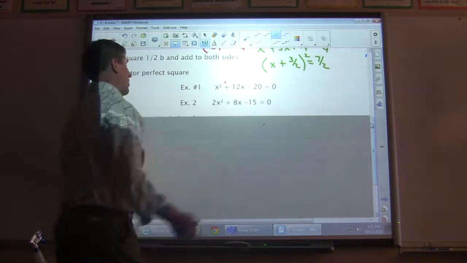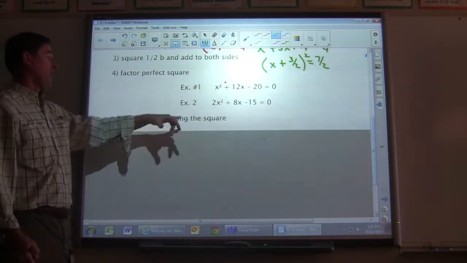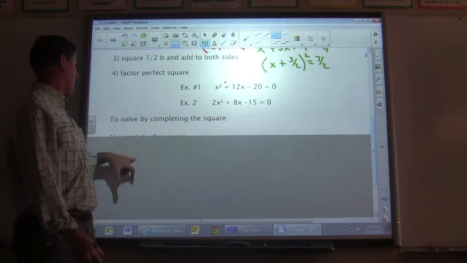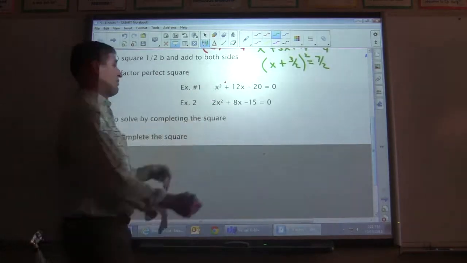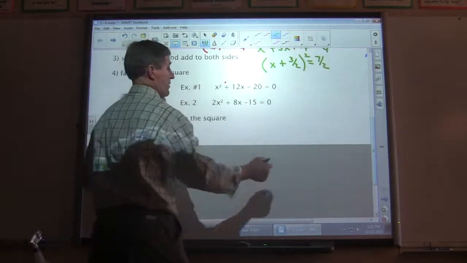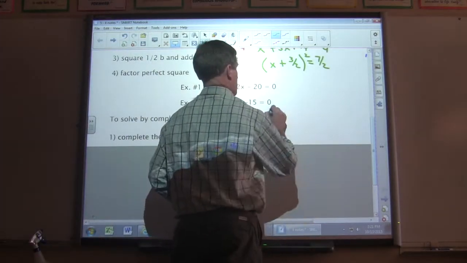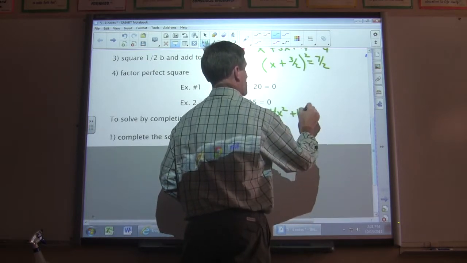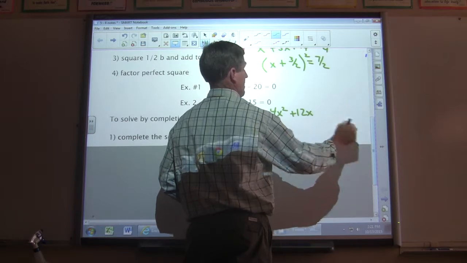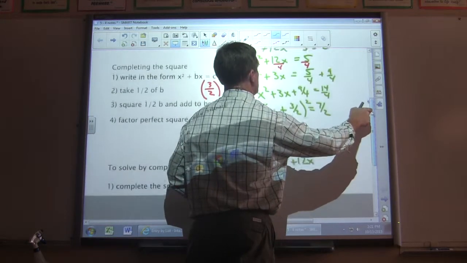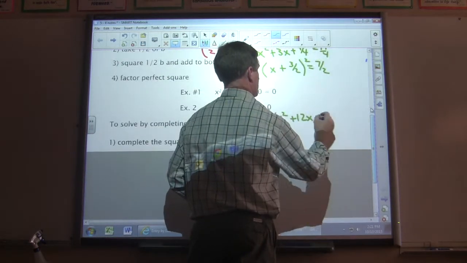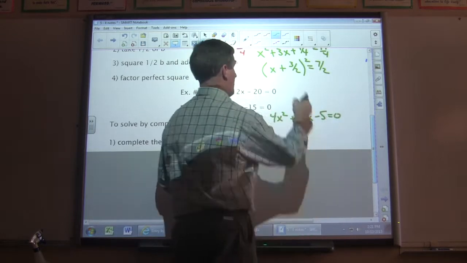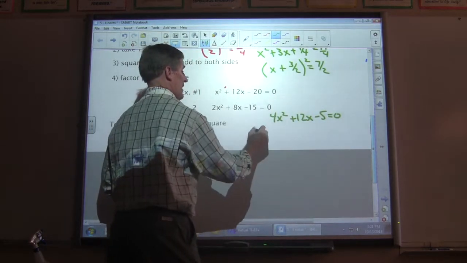So we're going to continue on with this problem and we're going to solve by completing the square. So our first step is to complete the square. That's what we've already done. So we took the problem, which was 4x squared plus 12x minus 5. And we factored it, we completed the square, and we got it down to this.